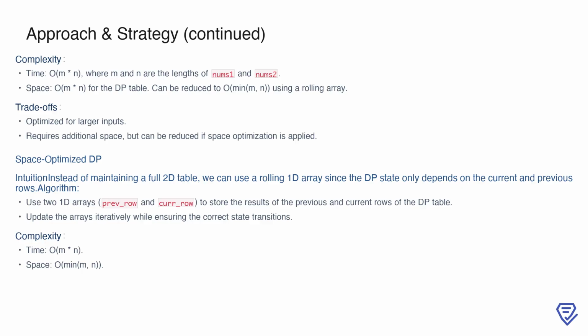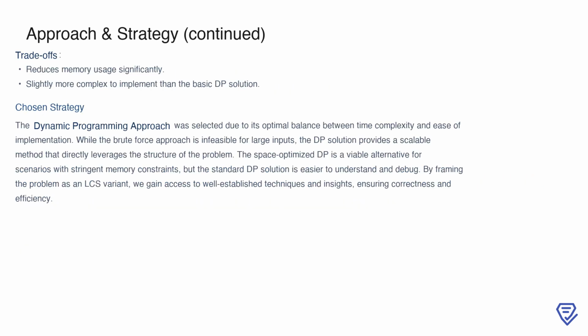The algorithm iteratively updates these arrays, ensuring that state transitions follow the same recurrence relation. This space-optimized version is a bit more complex to implement but is highly effective for memory-constrained environments, making it a practical alternative to the standard dp table. Considering the trade-offs, the dynamic programming approach stands out as the most balanced solution for this problem. While the brute force method is computationally impractical for larger inputs, the dp solution is both scalable and efficient.